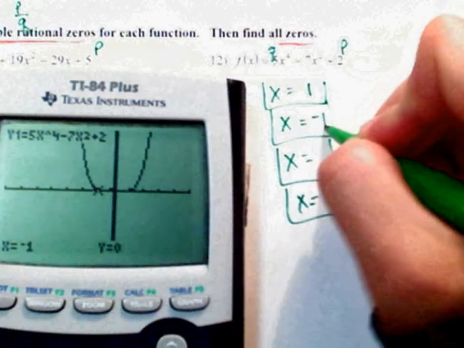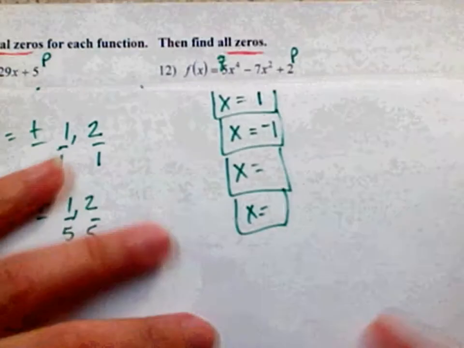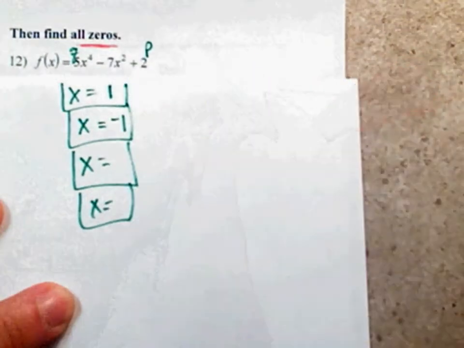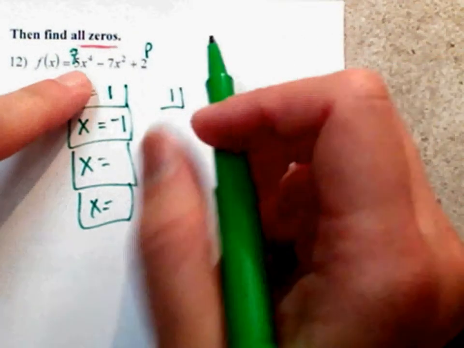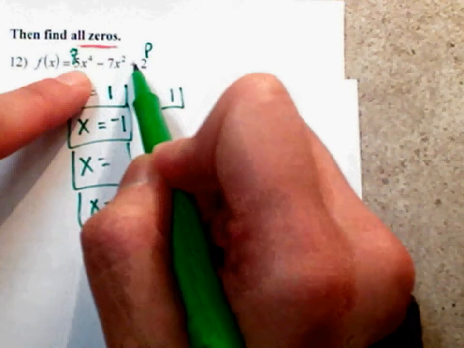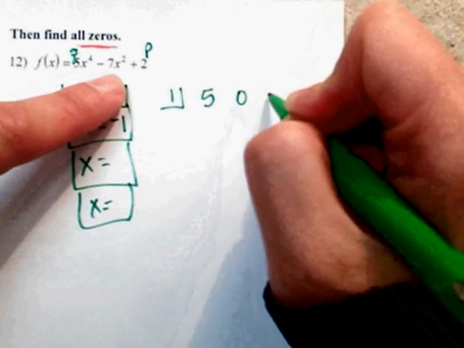Now we're going to go try to find the other two, okay? But we'll need to use synthetic division to try to find those. All right, I am going to use this one first. 1. Now, take a look. You got a 4, I'm missing a 3, and I'm missing an x, okay? So you're going to have 5, 0, negative 7, 0, 2.